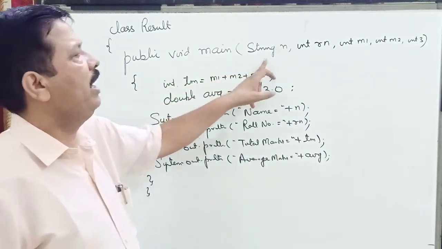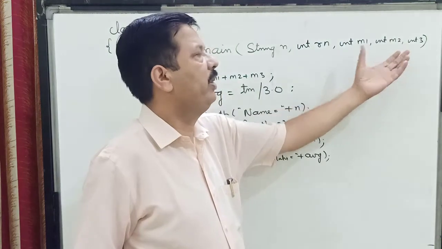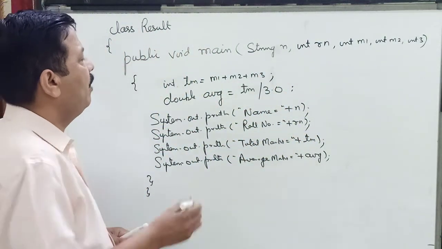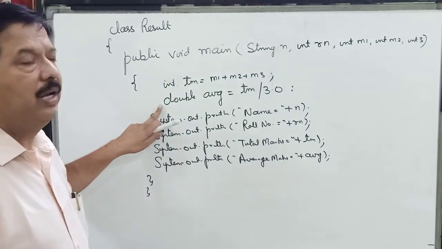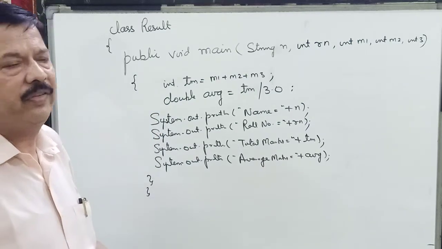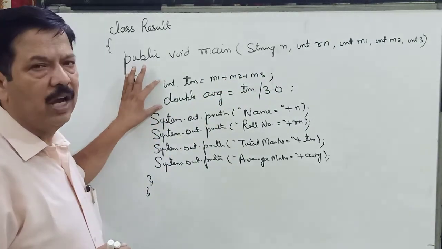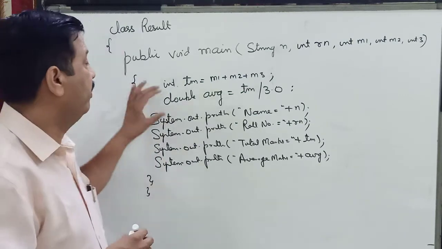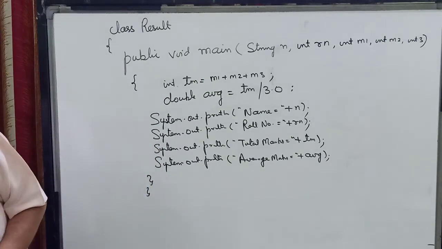Here I am entering my name, roll number, int M1, int M2, int M3, 3 marks I have entered. And then children, in this line I have calculated my total marks by adding all the 3 marks. In this particular line I am calculating my average marks, and these 4 statements are the print statements. So children, this is the input of my program, this is the process statement and these are the output statements. So children, I hope you have followed this program.